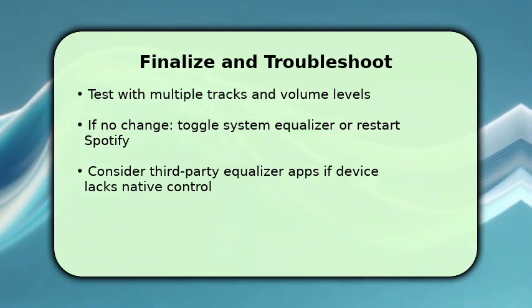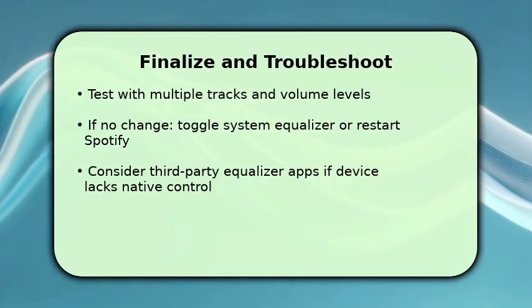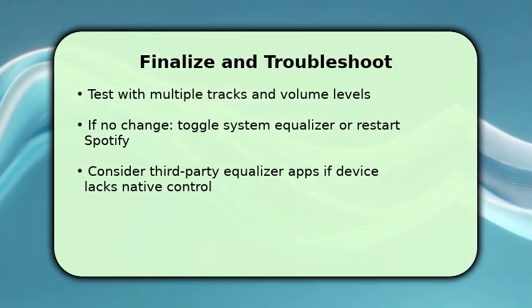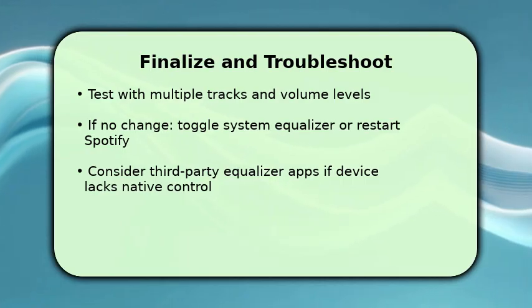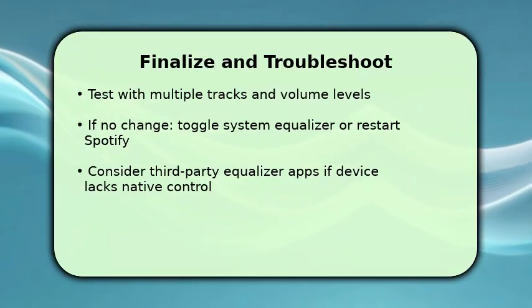Once done, make sure the equalizer toggle is enabled. Sometimes Android system equalizer must be turned on separately. If you notice no effect, close and reopen Spotify or restart your phone. That often resolves permissions or audio routing issues.